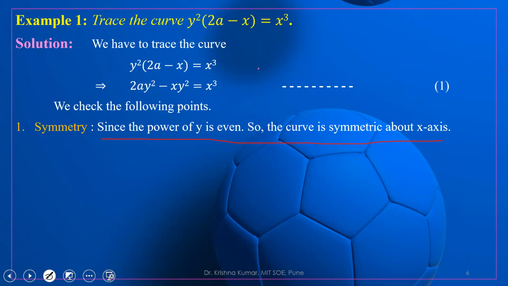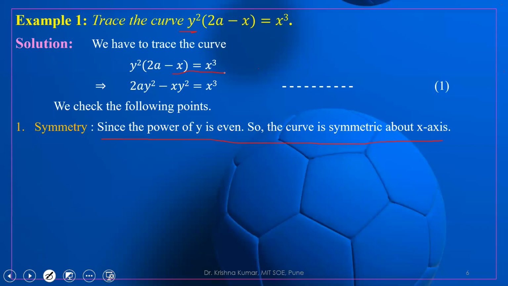We will check the power of y. There is only one term of y, it is y square. Since the power of y is even, the curve is symmetric about the x-axis. Correct? Next, let us come to x. What is the power of x? The power of x is not even, so it is not symmetric about the y-axis.